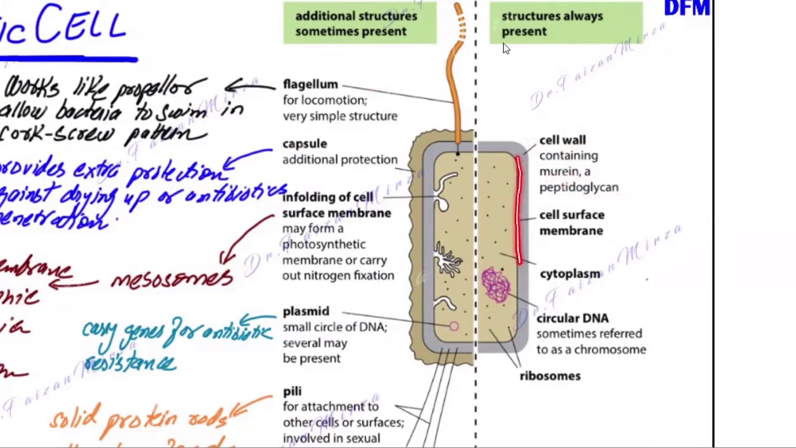Then we have a cell surface membrane, there is cytoplasm, there is a circular DNA, which can be referred to as a chromosome, but not chromatin. We have ribosomes, and the ribosome that we have in bacteria is the 70S ribosome. These structures will be present in every bacteria. Now, apart from this, there are some additional structures which are present in some bacteria, but not all.